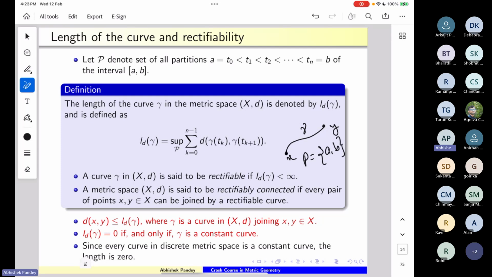Okay, and the next property is the length of the curve gamma is 0 if and only if gamma is a constant curve. This we'll just see right now. And the other thing is, in a discrete metric space, the continuous functions are constant, so we only have the constant curve in the discrete metric space, and the length is going to be 0.